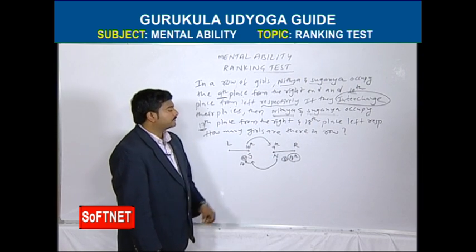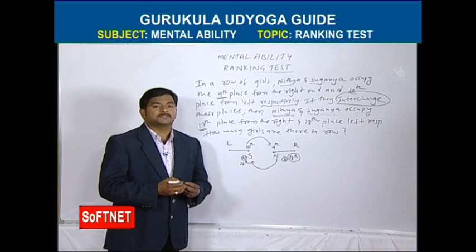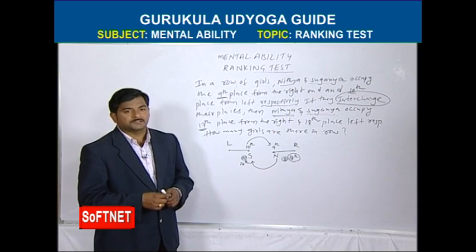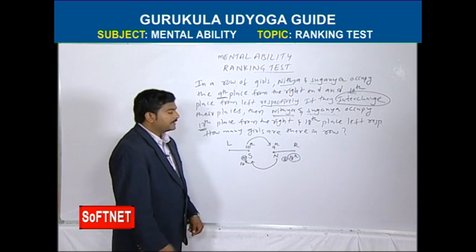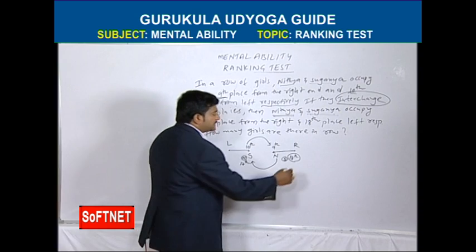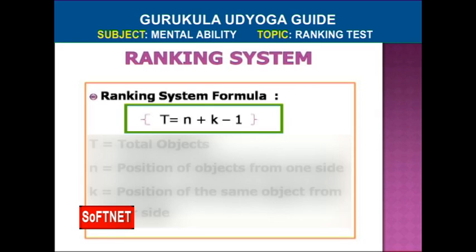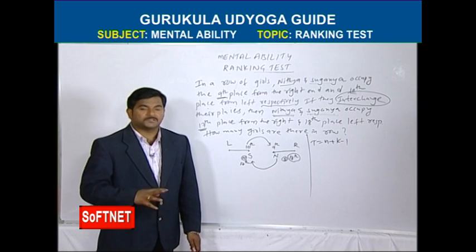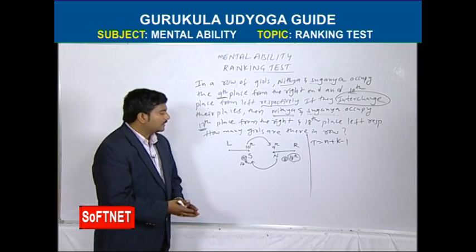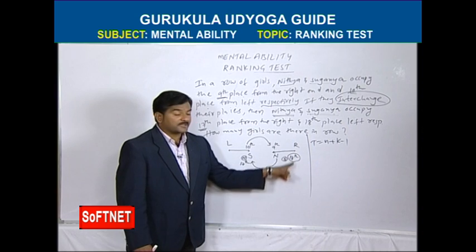Now what is he asking us to find? How many girls are there in the row? So the formula is T equals n plus k minus 1. The formula is clear. Interestingly, in this question, you can find both girls' positions from either side. How? For example, observe the right side case.